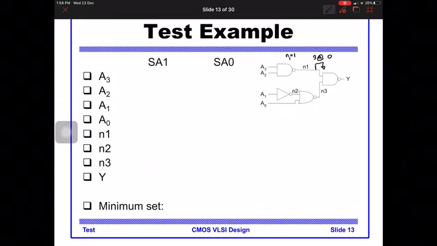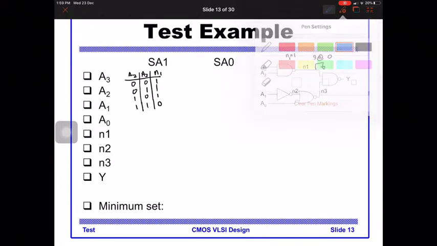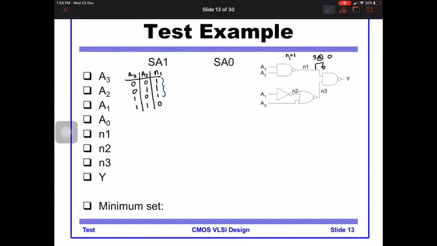We will draw the truth table. For this NAND gate, it is A2, A3, and N1. A is 0, 0, it will produce a 1. 0, 1 will produce a 1. 1, 0 will produce a 1. And 1, 1 will produce a 0. Okay? So in order to apply N1 equals to 1, we can apply all these three values. Okay? So this is settled. Your test vector, you can apply these three values.